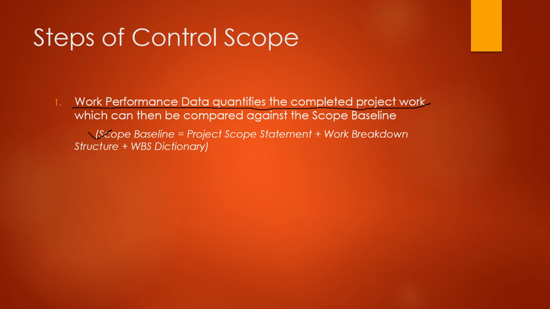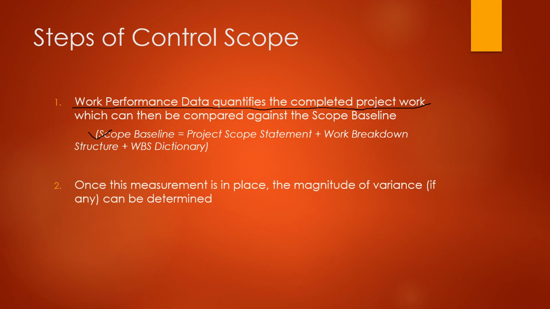So what you're doing in first step is you have certain numbers as part of the work performance data. You are going to compare that data with the scope baseline, right? So this is going to give you a certain assessment, right? So you're making this assessment, how much work you have completed against what is the total scope of the project. That is what you're doing in the first step of control scope.